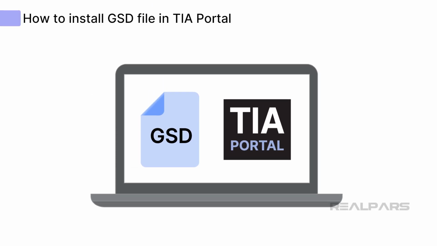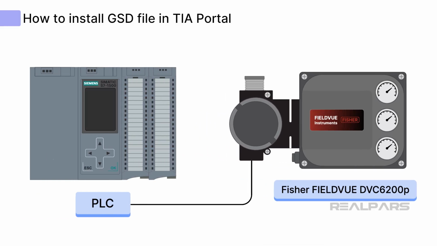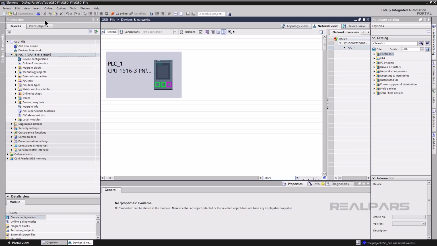GSD files for TIA Portal are easy to install. Let's add a digital valve controller to a TIA Portal project. First, I need to obtain the GSD file for the device I want to configure. I will configure a Fisher FieldView DVC6200P digital valve controller. This device is a PROFIBUS PA slave node and will be connected to a Siemens S7-1500 controller. Next, I will import the GSD file into TIA Portal.